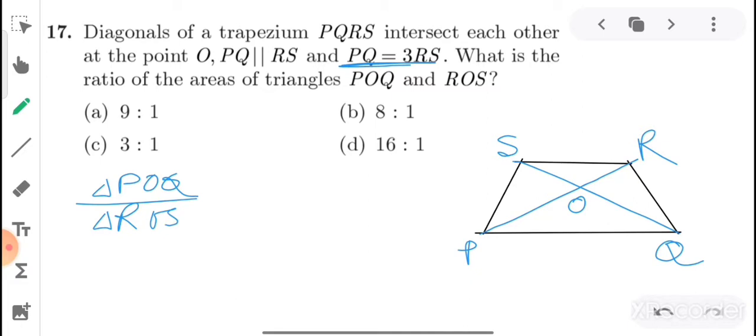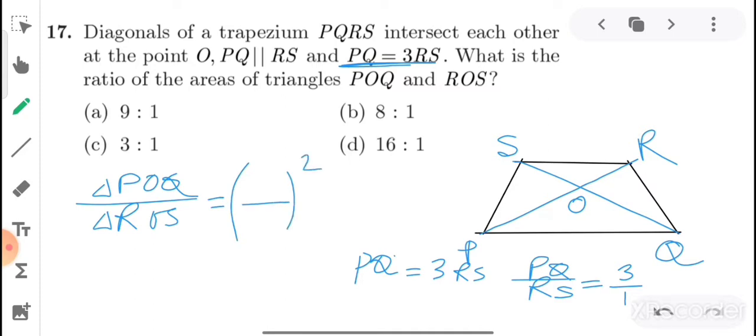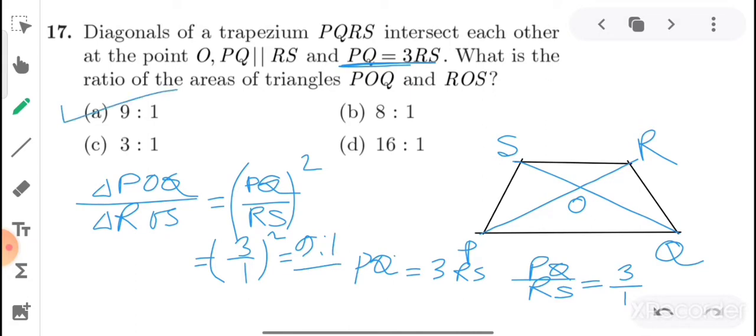That is given PQ equal to 3RS. Hence PQ by RS equal to 3 by 1. And the ratio of the areas of similar triangles will be the square of the ratio of similar sides. Hence triangle POQ by triangle ROS will be the square of their similar sides. Here the similar sides are PQ for POQ and RS for ROS. So the ratio will be (3 by 1) whole square, 9:1. And option A will be the correct option.